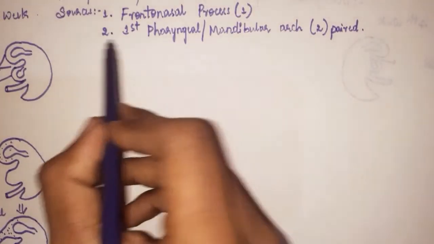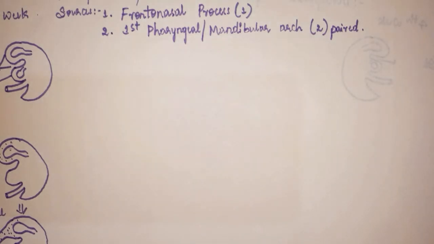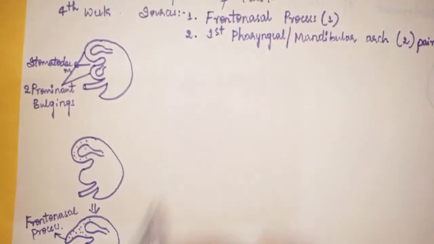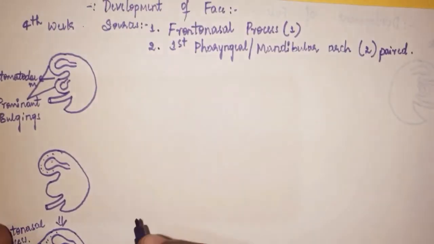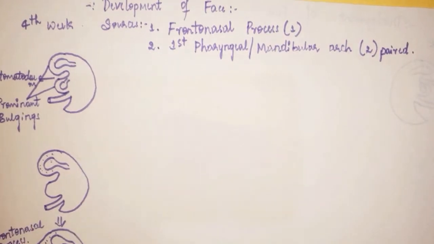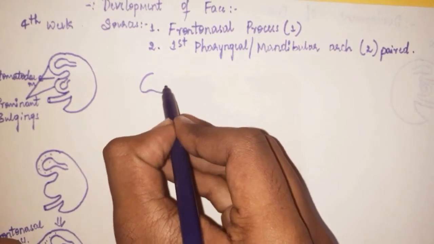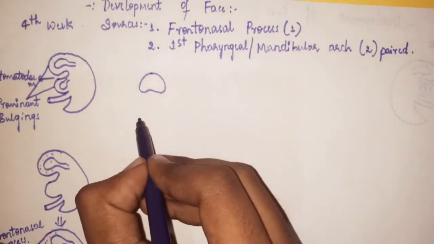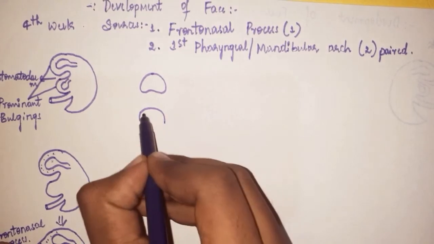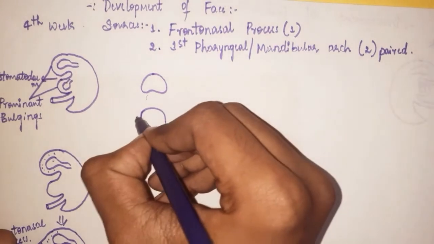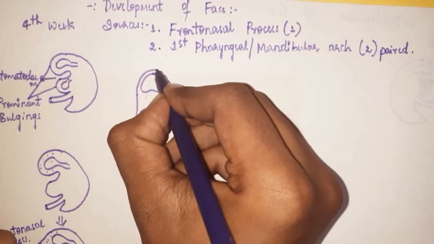The other source of the development of the face is the first pharyngeal arch, or mandibular arch, which is paired. If you view the embryo from the front, I am drawing the diagram. See this diagram. The frontonasal process is already formed. This is the pericardial bulge, and this is the stomatodium, the primitive mouth. Of course, this is the ectoderm surrounding the whole embryo.